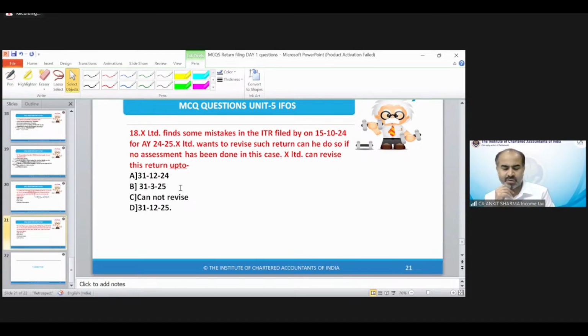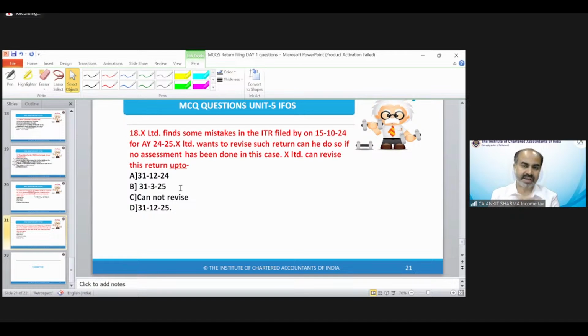Last question, I guess, from MCQ. X Limited finds some mistake in the ITR filed by it on 15th October 24. X Limited wants to revise such return. Can it do so if no assessment has been done in this case? X Limited can revise this return up to which date? What should be the correct answer?